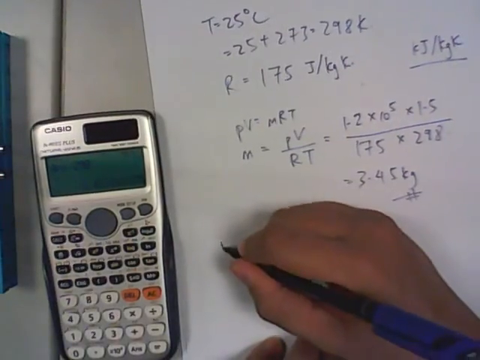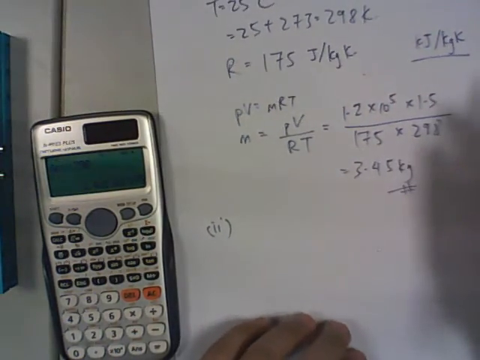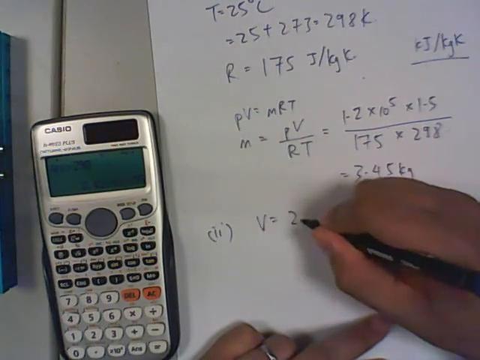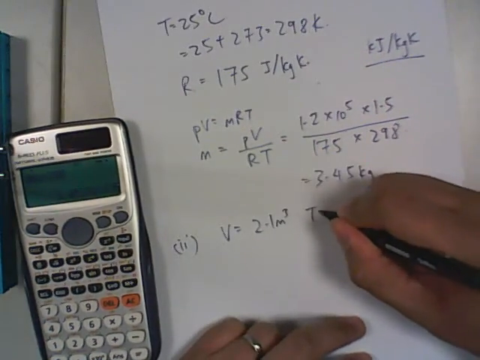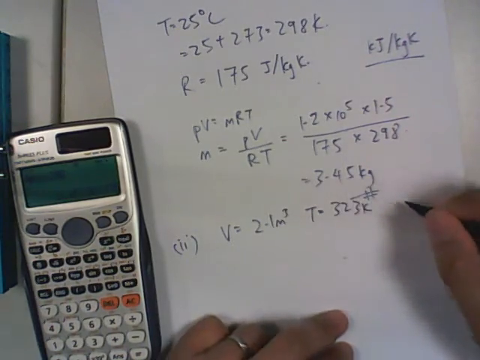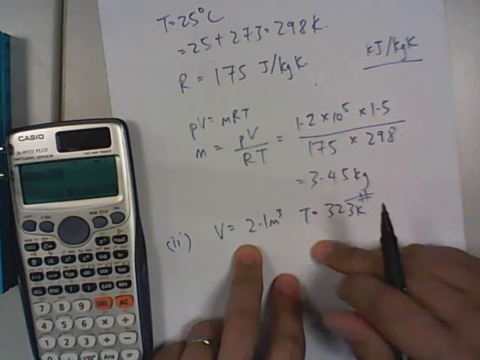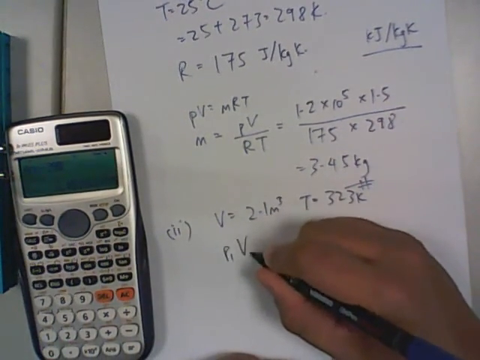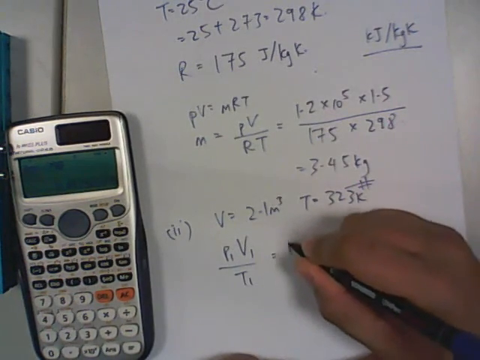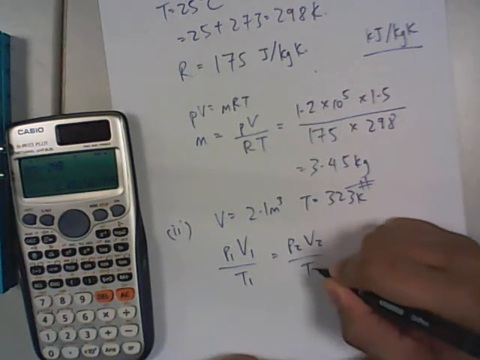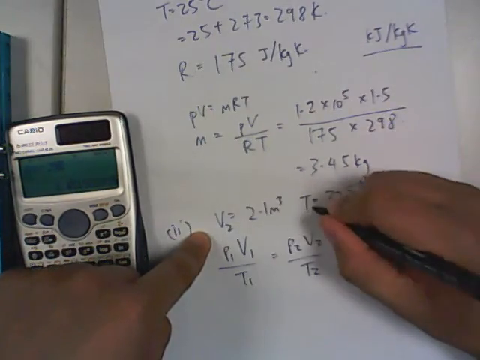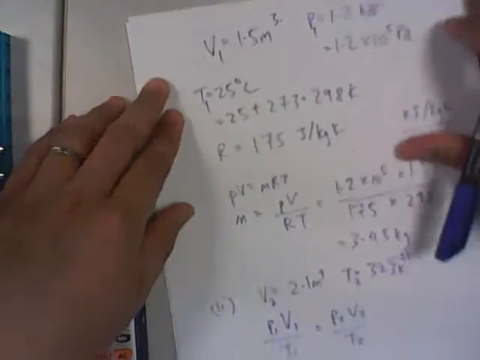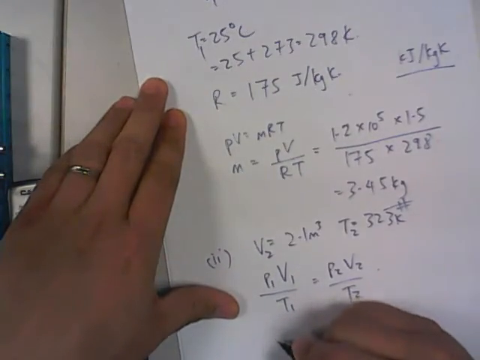So part 2. This gas now has a new volume, 2.1 meter cube, and the temperature is 323 Kelvin. So what is the pressure now? We can use this PVT concept. P1 V1 over T1 equals P2 V2 over T2. So this is actually V2 and T2, and these are actually P1, V1 and T1. So I can just chuck everything inside.